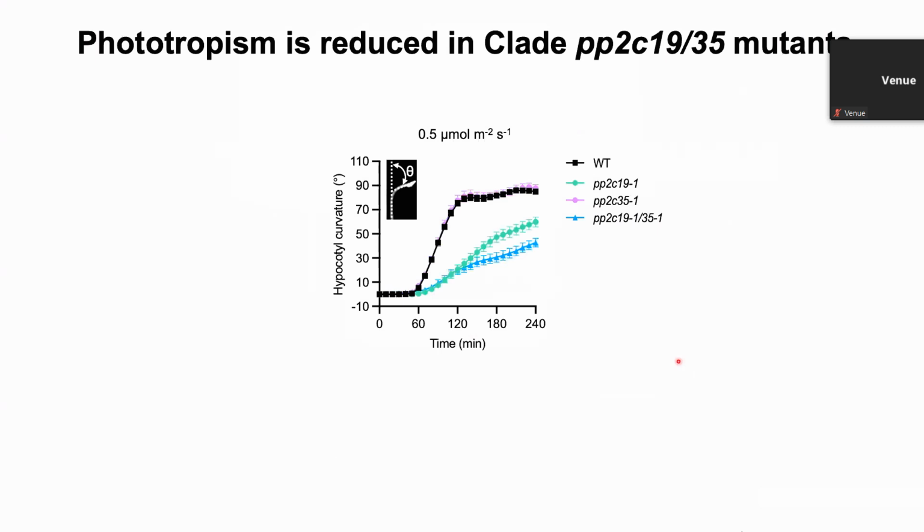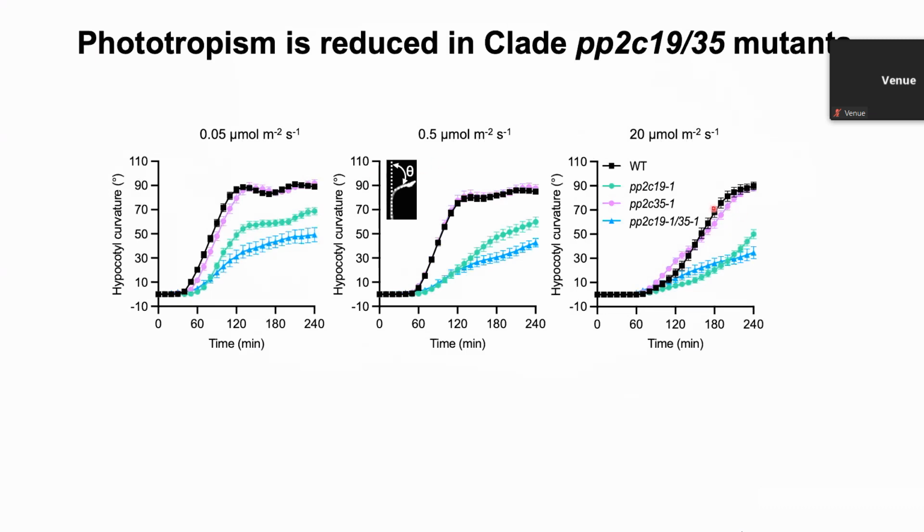What about the phototropic response? If we have a look at the phototropic response for these mutants, it tallies up with what we see in terms of changes in MPH3 dephosphorylation status for serine 744. Most notably, PP2C19 and the double mutant here show marked defects in phototropic curvature. And we see this over a range of light intensities. If we go to lower light intensities for phototropism, we still see these defects. If we increase the light intensities, we still see these defects. So it seems that by modulating the phosphorylation status of serine 744, we can alter phototropic responsiveness.